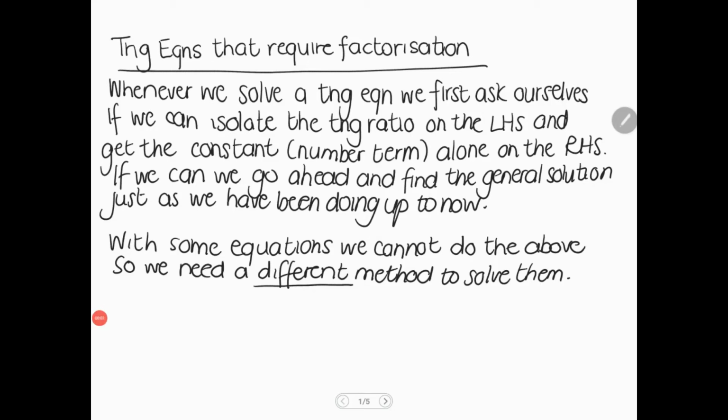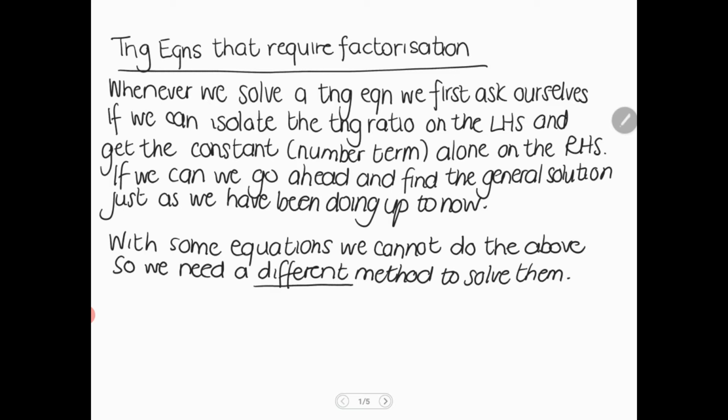Right, so trig equations that require factorization. Up to now, we've been looking at trig equations where we can always isolate the trig function on the left-hand side, and we can move the number term to the right-hand side. And then we've been finding the general solution from there.